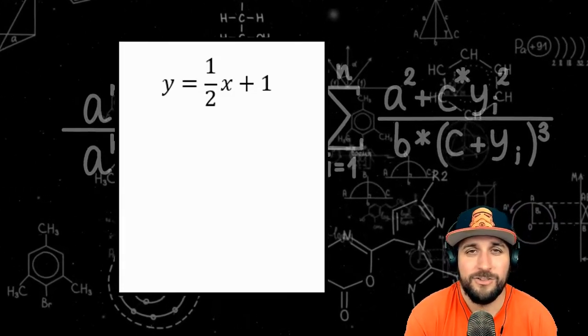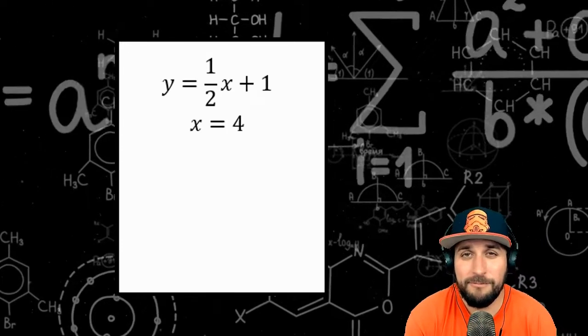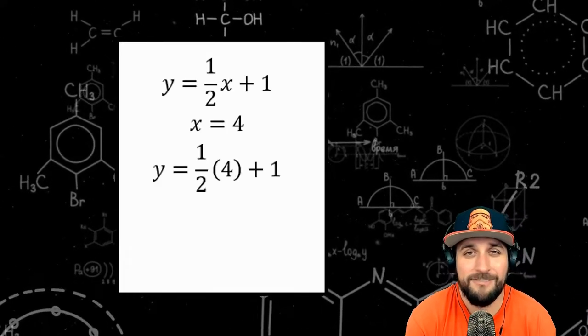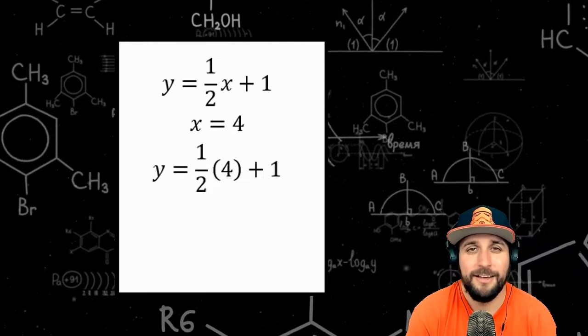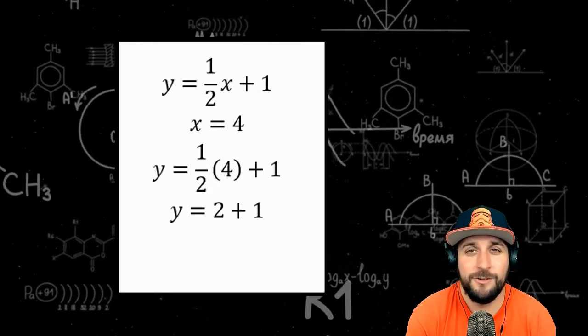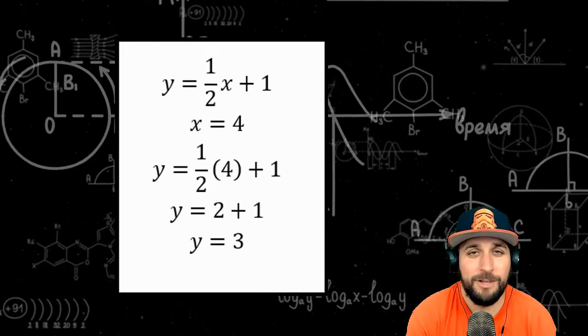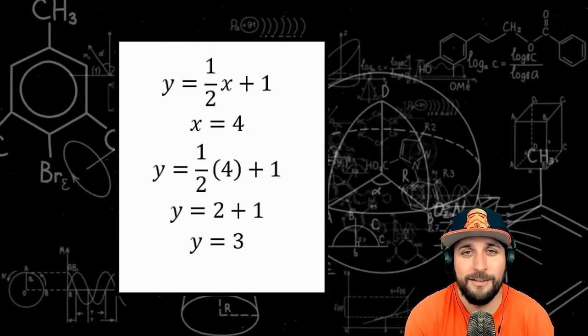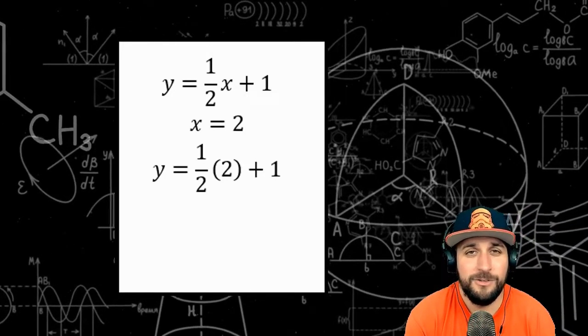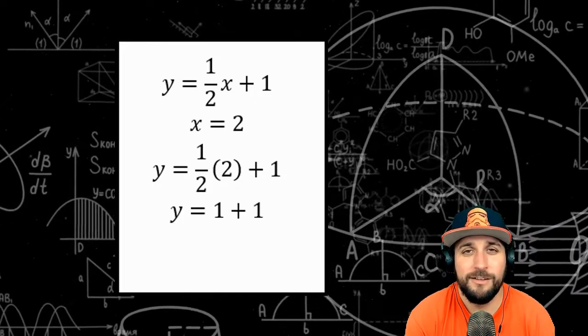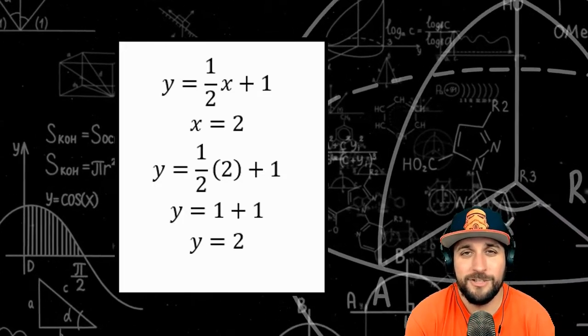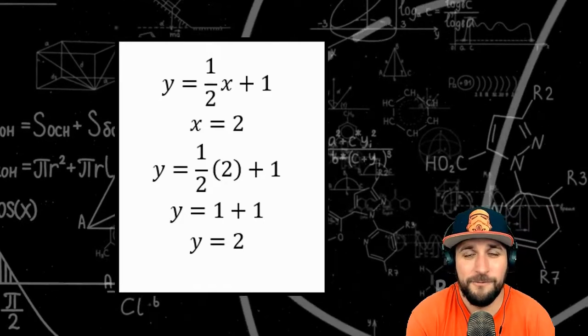So for instance, we'll start with x equals 4. If I plug a 4 into my equation, 1/2 times 4 plus 1, half of 4 is 2. 2 plus 1 is 3. So when I plug in a 4, I get out a 3. If I plug in a 2, half of 2 is 1. 1 plus 1 is 2. So when I plug in a 2, I get out a 2.